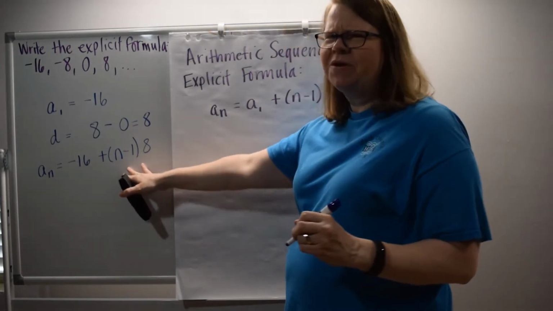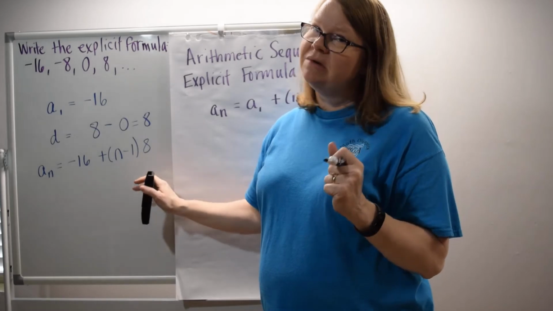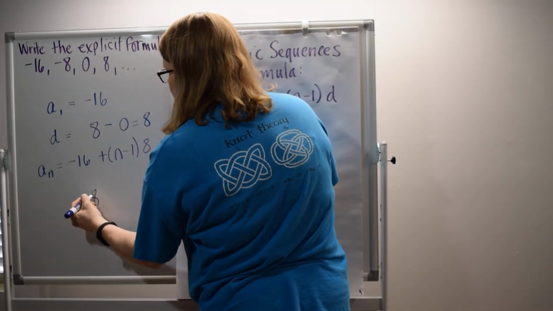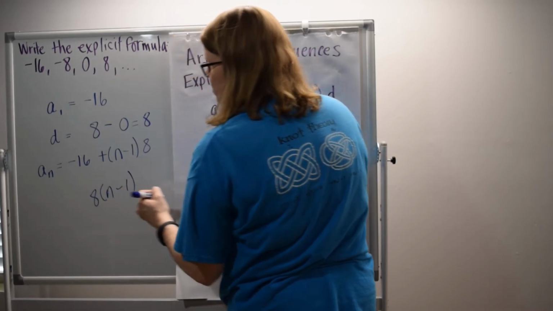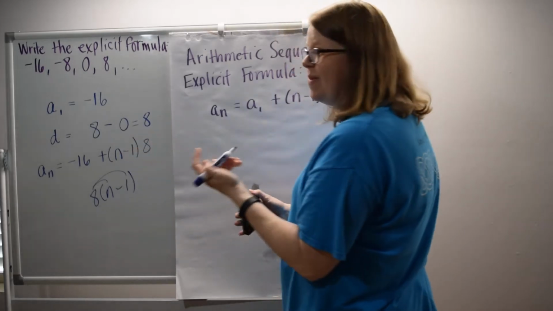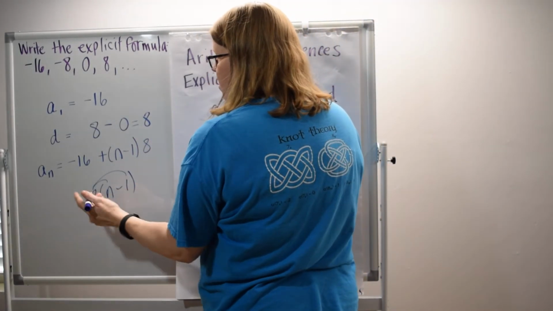Now that looks weird to me. If I'm not really good at math, I'm thinking, oh, that's weird stuff right there. What's going on? All that is the distributive property. So that is just 8 times n minus 1. And you're used to seeing it like this. It's just written backwards, so it looks funny. You can always do it this way, and you're going to be fine.